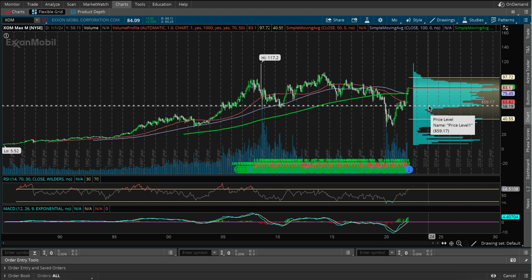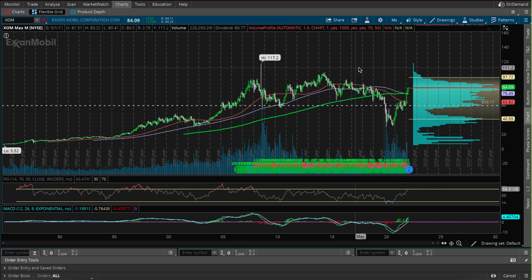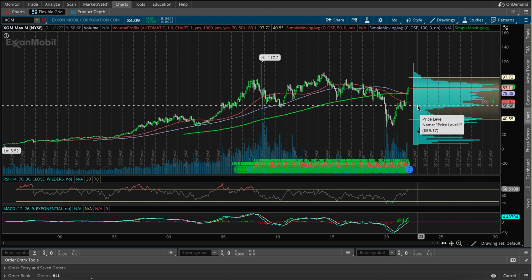I'm not necessarily saying I expect that because I don't really follow this stock. But let's say that's happening, right? So I want to get in, but I also want to be patient. And I'm thinking, if I can get 100 shares of this stock at the price of 59.17, how much would that cost me?